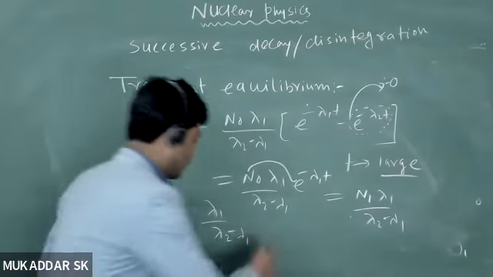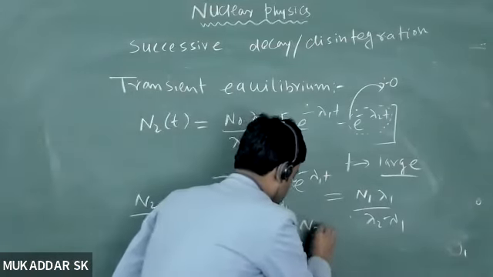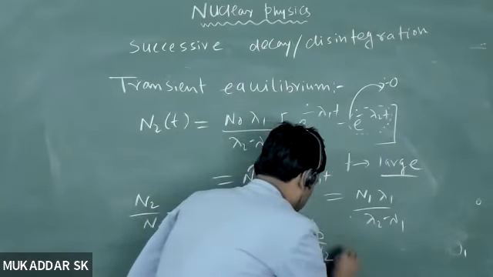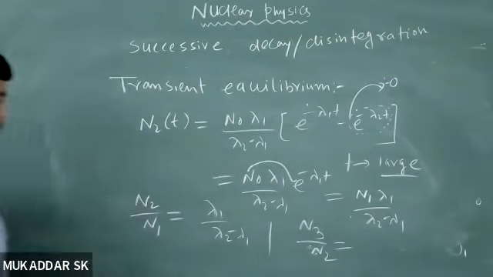And similarly, if you calculate, you will get N3 by N2. कितना आ जाएगी? जरा लॉजिक लगाओ. कितना आ जाएगी? Lambda 2 by lambda 3 minus lambda 2. But where is lambda 3 here?